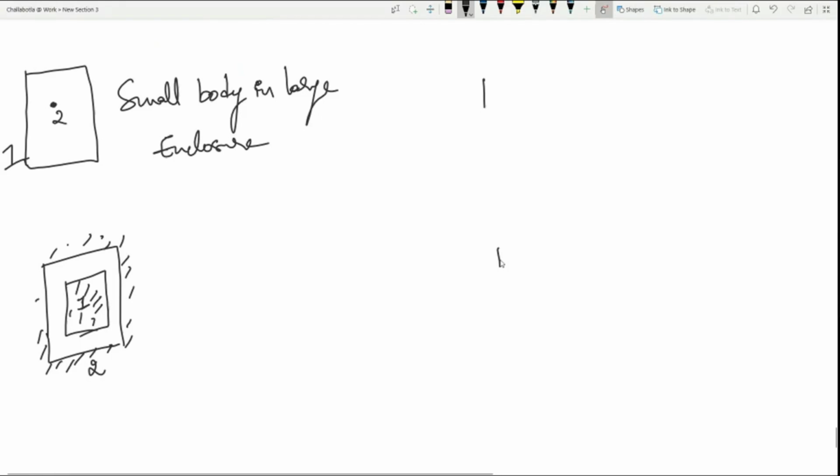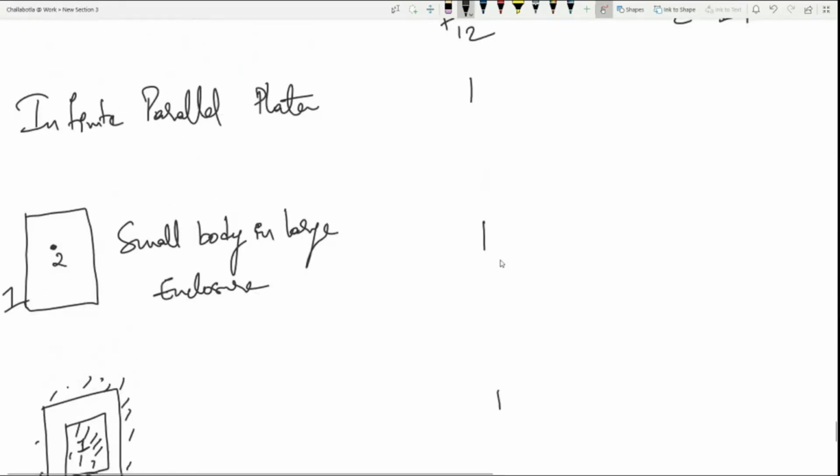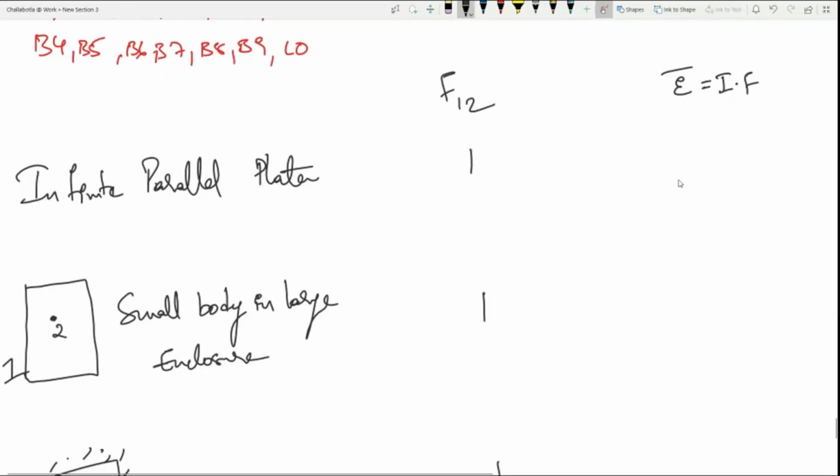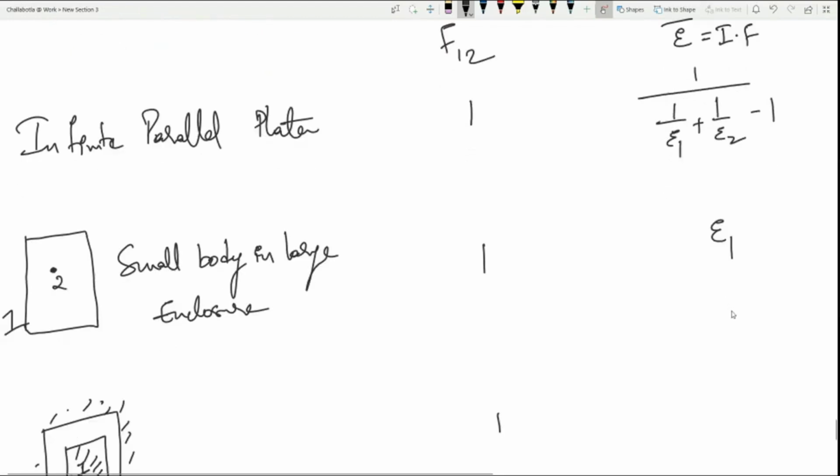Because whatever the heat that is there is exchanged with only one body, it cannot be taken by itself. So here, what will be the equivalent emissivity formula? We have seen it in the morning: 1 by epsilon 1 plus 1 by epsilon 2 minus 1. And coming to this one, I'm telling directly, this is simply epsilon 1 you will have.